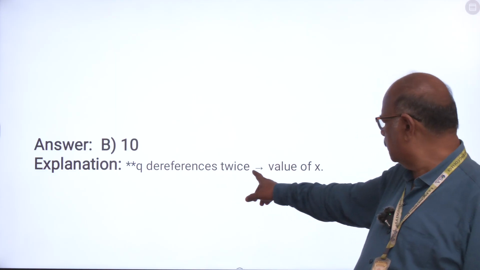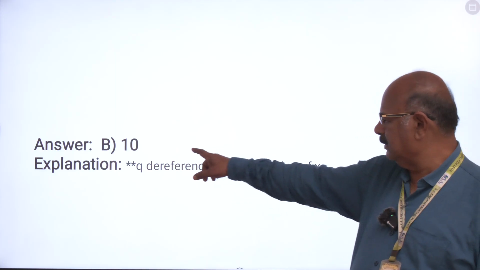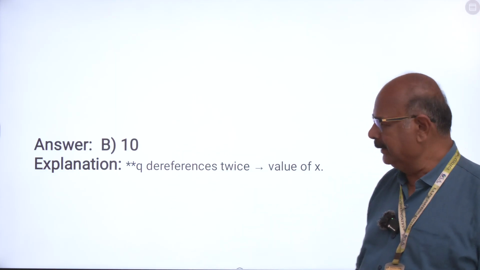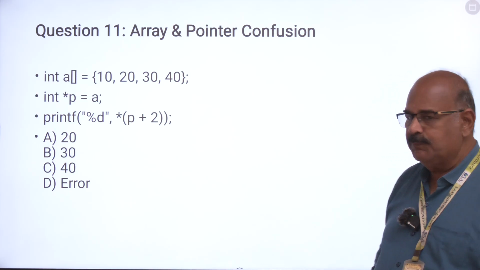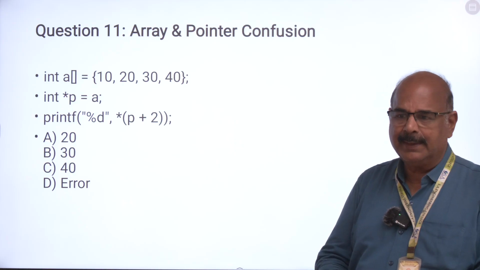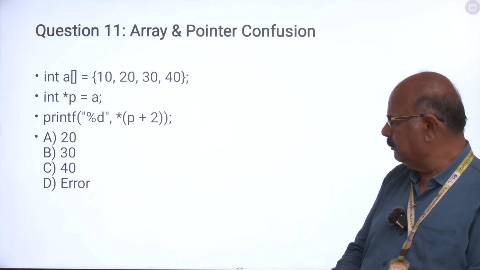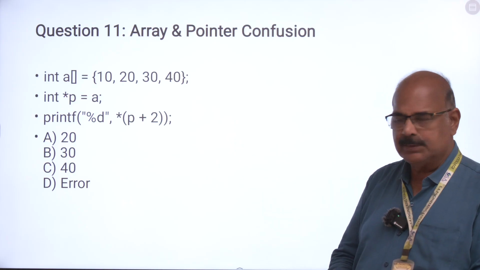Dereference twice. So the value of x, that's what we are getting, the value 10 here. Next, question 11, array and pointer confusion. There will always be array and pointer confusion. Based on that, one problem is shown here.